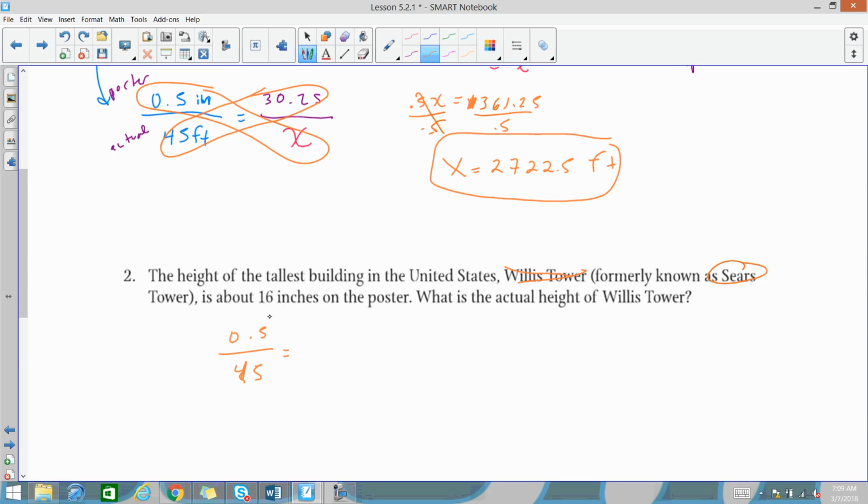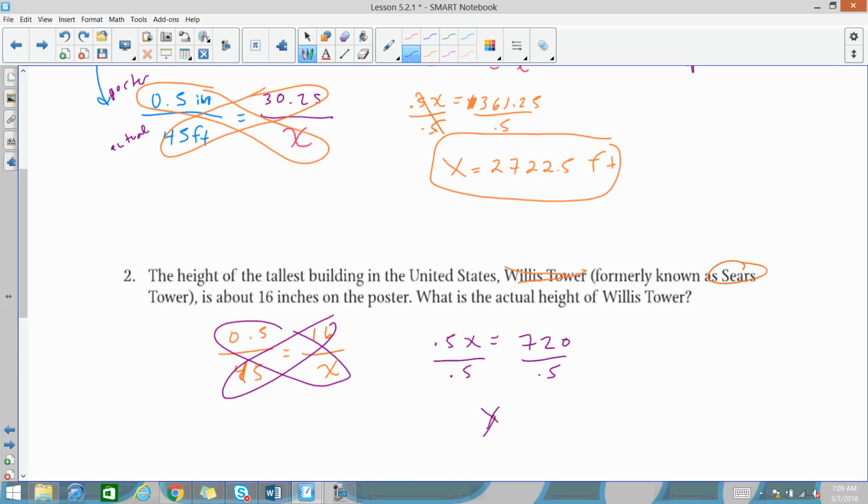All right, so the poster is 16. 16 goes on the top, actual goes on the bottom. It's the same exact thing as what we did in the problem above. Poster top, actual bottom, and we'll cross multiply again. So we get 0.5x equals 16 times 45, and you're going to get 720. Divide by 0.5, and you're going to get x equals 720 divided by 0.5, which is 1,440 feet because we're talking about actuals.